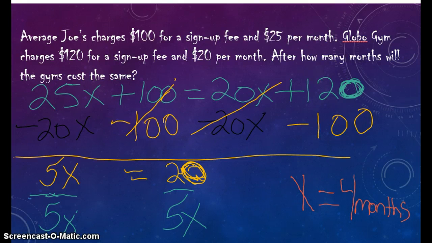Then I have 5x equals 20 because when I subtracted 25x and 20x, I got 5x. Finally, I divide 5x by both sides and get x equals 4.